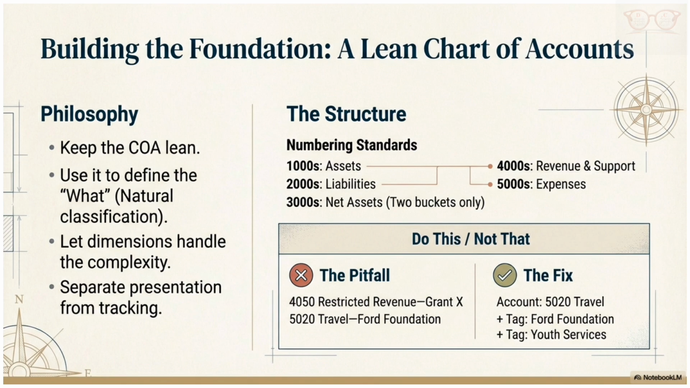Now, a common mistake is trying to cram all the detail into your chart of accounts. Please don't do this. Keep your chart of accounts lean. It should only describe the what, the natural classification like travel or supplies. Look at the pitfall on the screen. Don't create an account called Travel Ford Foundation. Instead, create a travel account and tag it with one of the available dimensions that it's for the Ford Foundation. Let the dimensions handle the complexity so your profit and loss statement stays readable.